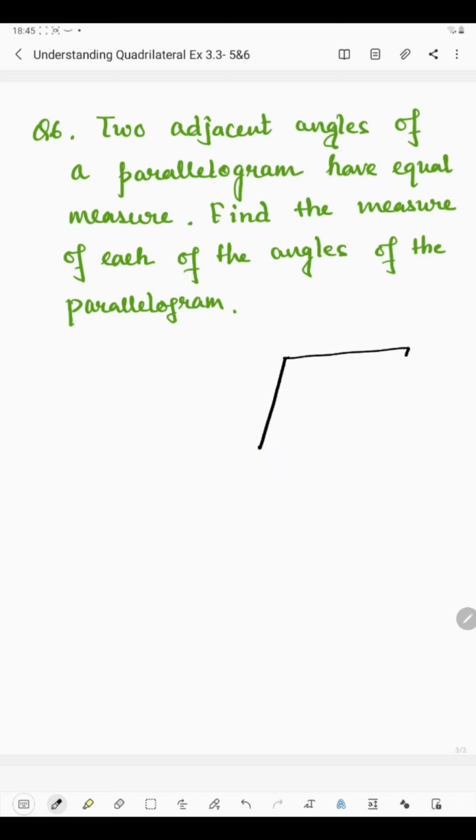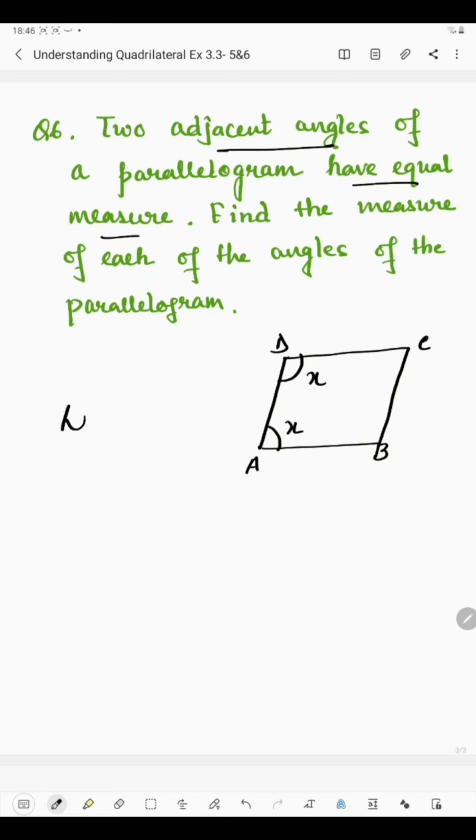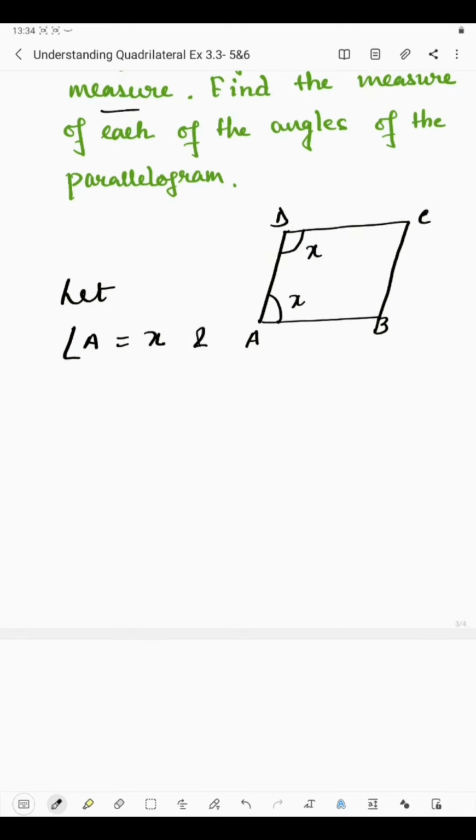Let us draw the parallelogram. Let's name it A, B, C, D. Now adjacent angles have equal measure. So let us take angle A to be x. So angle D also will be x, because these two are adjacent angles and they have equal measure. So let angle A be x, and angle D is also x.